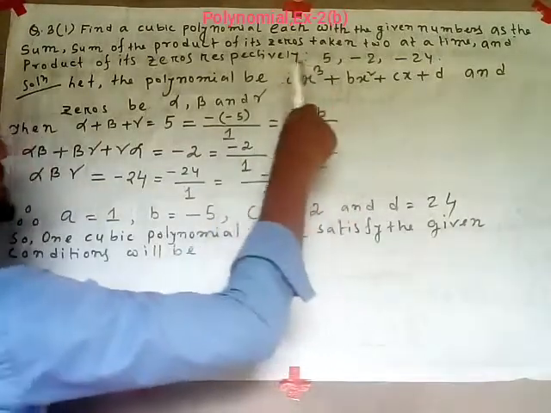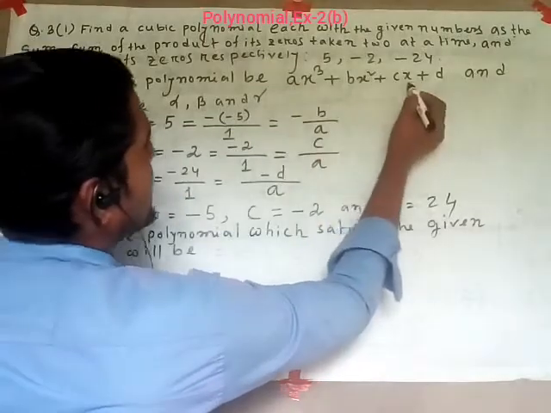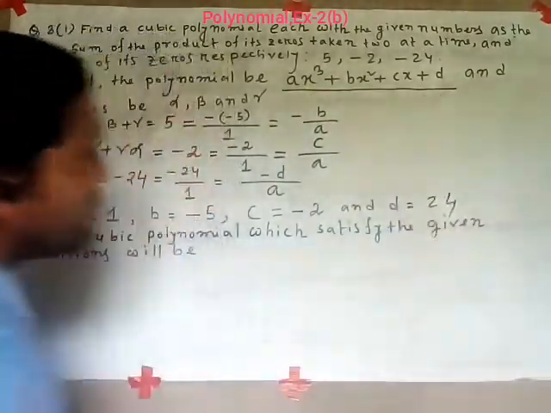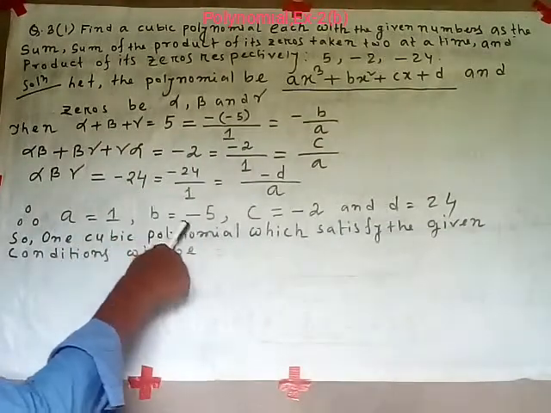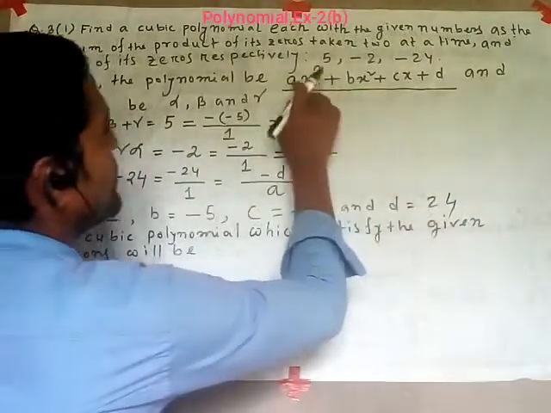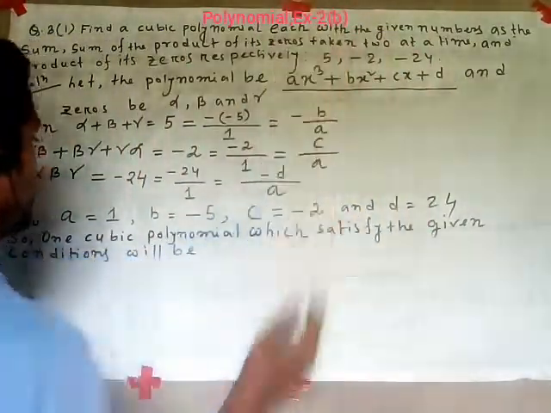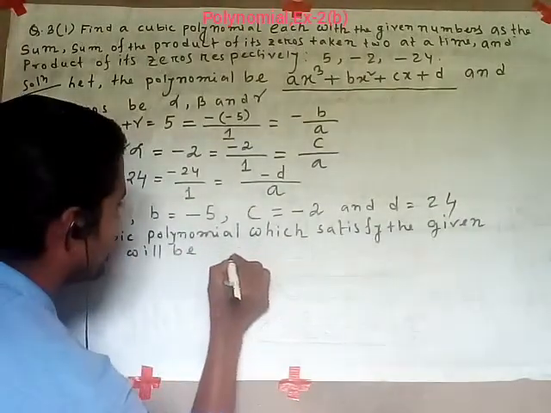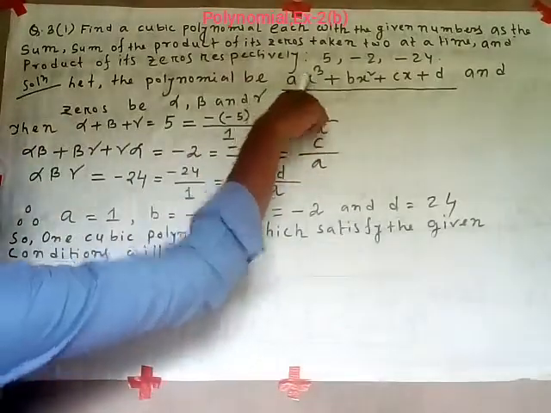We have to see this part, ax cube plus bx square plus cx plus d. This is the main form of the cubic polynomial. We got the a value, b value, c value, d value. We just have to put the values here. Now, what is this? Ax cube. So, what is the a value? 1. So we can write here 1, then x cube.